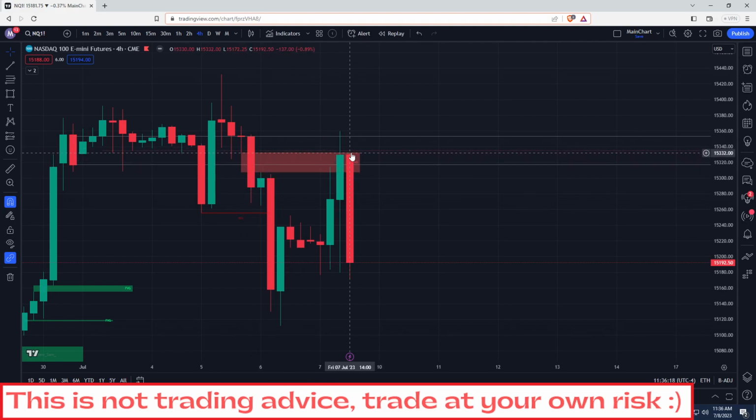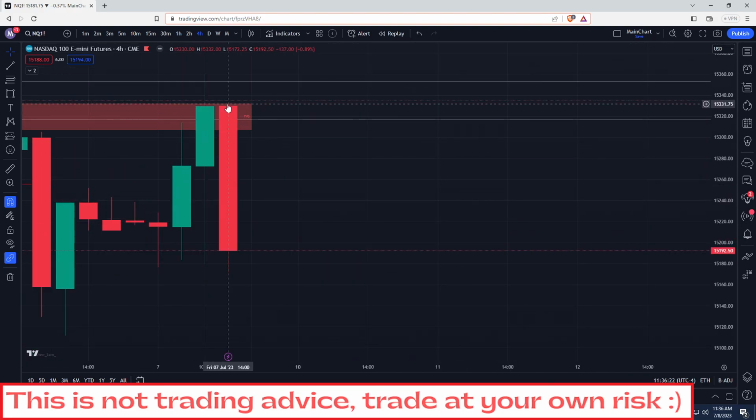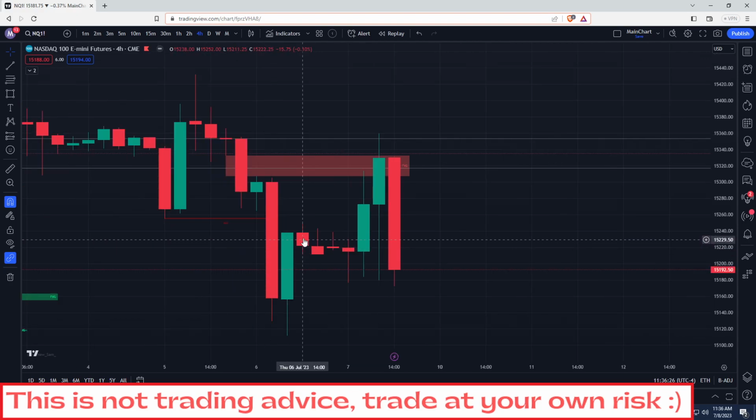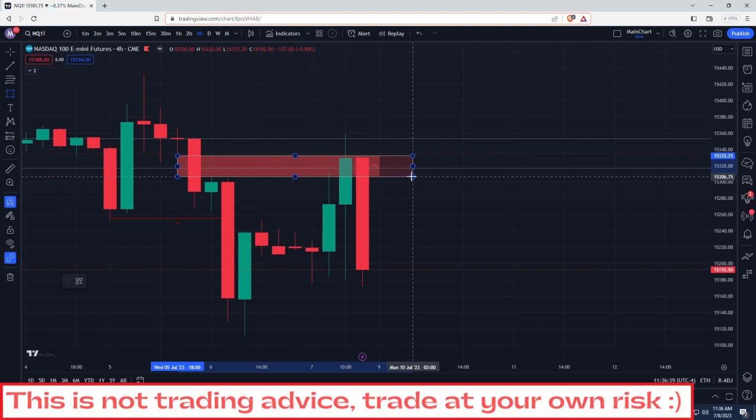If we come right into it, we just barely touch it, bam, and then boom. So we failed inside this fair value gap. We did this on Friday, I can't remember what the time frame is. I'm going to draw this just so we can see the importance of it.